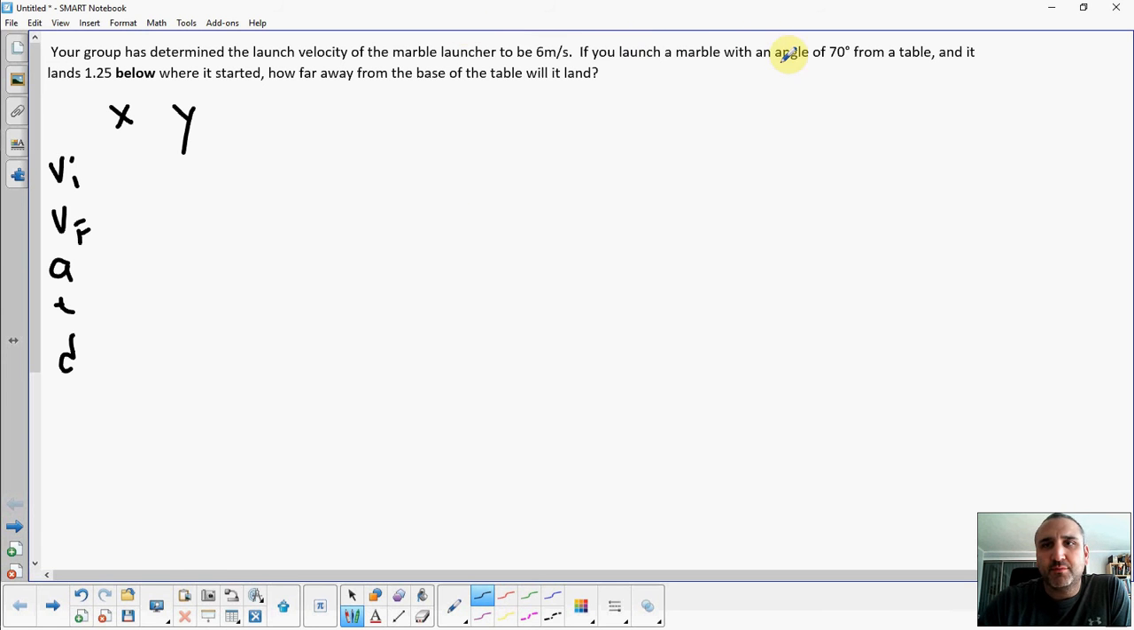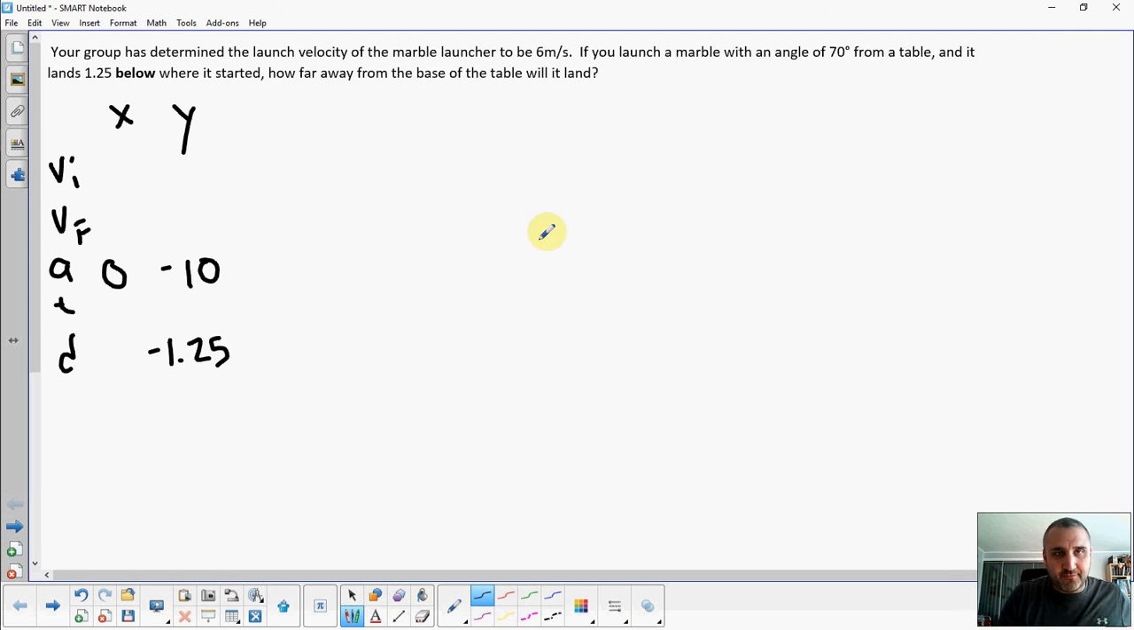And let's plug in what we know. So we're going to launch the marble with a velocity of 6 meters per second at an angle of 70 degrees. So we should know by now that 6 goes neither in the X or the Y, but it will land 1.25 meters below where it started. So we can put negative 1.25 meters for my displacement in the Y. We also know the acceleration in the X is 0, and the Y is negative 10.